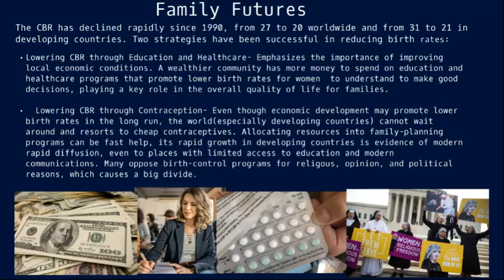Lowering CBR through contraception. Even though economic development may promote lower birth rates in the long run, the world, especially developing countries, cannot wait around and resorts to cheap contraceptives. Allocating resources into family planning programs can be fast help. Its rapid growth in developing countries is evidence of modern rapid diffusion, even to places with limited access to education and modern communications. Many oppose birth control programs for religious and political reasons, which causes a big divide.